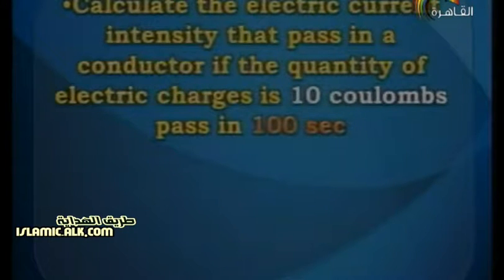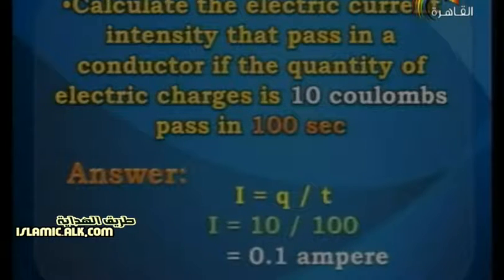Another problem: calculate the electric current intensity that passes in the conductor. The quantity of electric charge is 10 coulombs, and 100 seconds have passed. It's very easy to know this. Why? Because I have a rule also. The answer here is I equals Q divided by T. Q means the coulombs, the quantity of charge, and T means time. So I equals 10 divided by 100, which equals 0.1 ampere. Don't forget the measuring unit of each one of these concepts.